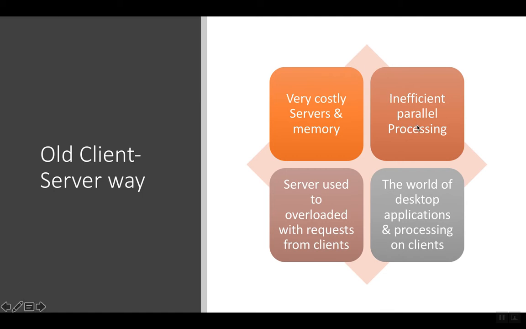So inefficient parallel processing. Servers used to overload with requests from clients. So if you have say 100 million downloads and all these people want to access some part which requires a connection to the server, so a request to the server. When this huge load used to come, because of the less memory and inefficient computing, the server used to become slow, or it used to have a lot of lag.